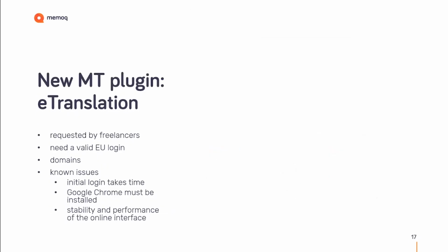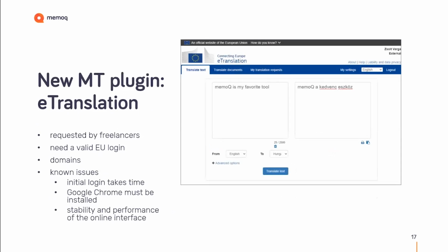Another MT plugin, which is actually new, not an update, is eTranslation. It was also requested by freelancers, and up until now, it was only available on an online interface. So we went and talked to them, to the European Union, actually. It's the European Commission's project. And they told us that the service is not yet available to CAT tool providers via the API. So the only thing that we could do was to emulate the use of the website through our MT plugin. And this will come with some known issues and limitations that I'll talk to you about in a bit.